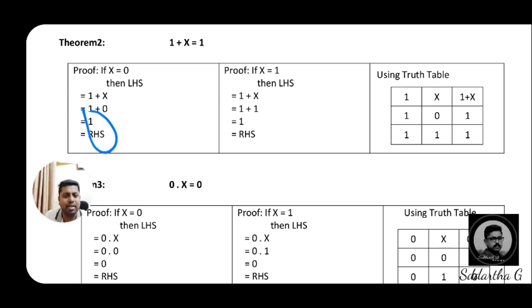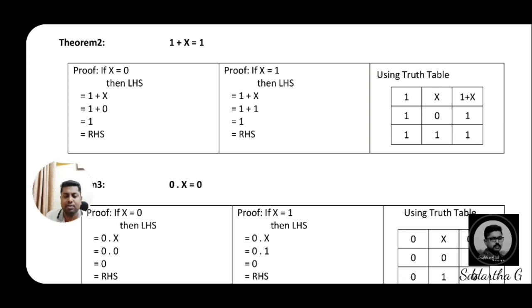Again now you consider the same particular theorem, but now let x is equals to 1, then what will be the LHS expression? 1 plus 1 is equals to 1. According to binary addition, 1 plus 1 is equals to 1. Hence here also the right side expression is equal to the left side expression. Hence this theorem is proved by the perfect induction method.